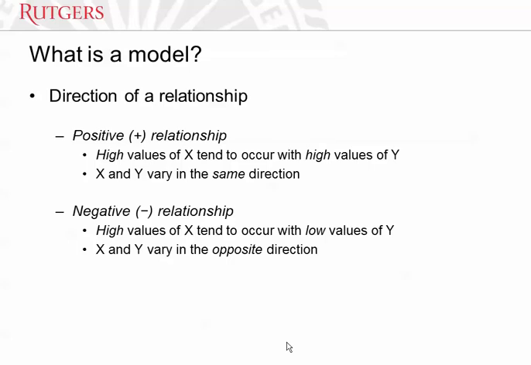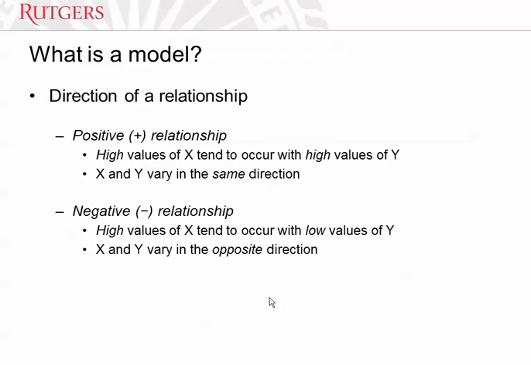Okay, so now we've thought about an independent and dependent variable being connected by a causal relationship, but we need to think also about the direction of that relationship. That's another important part of a theory. And the direction of a relationship is described as being either positive or negative.